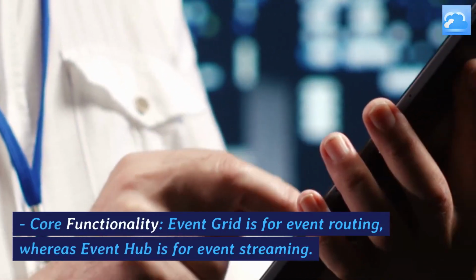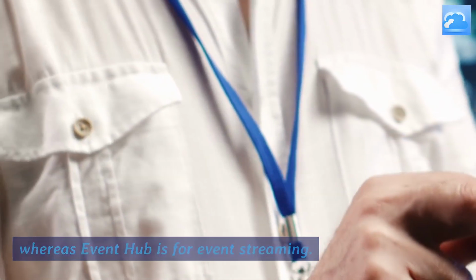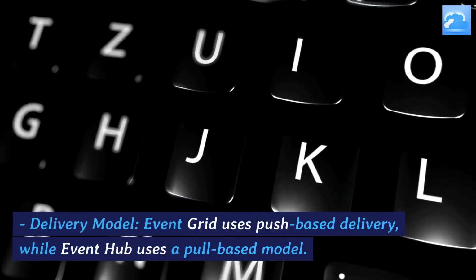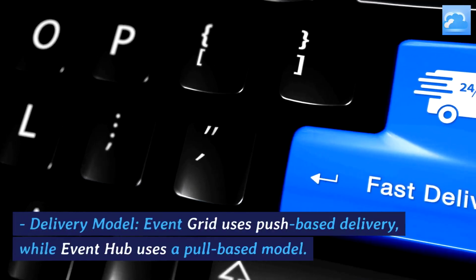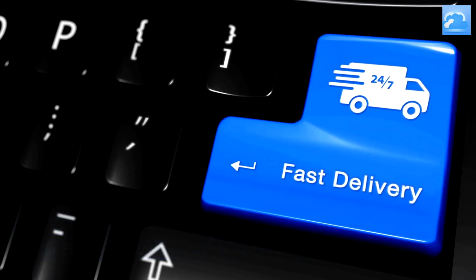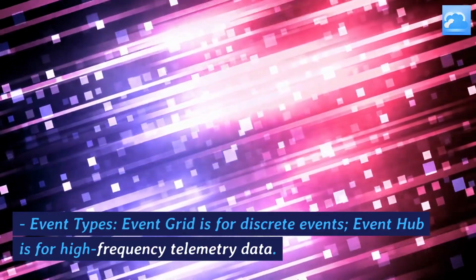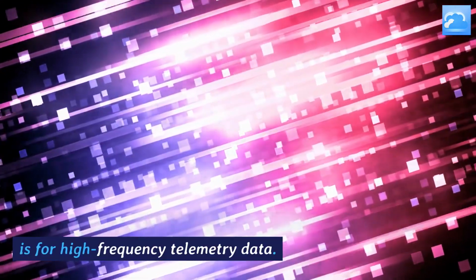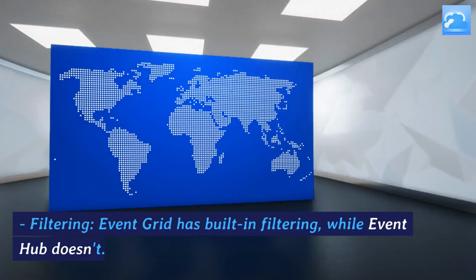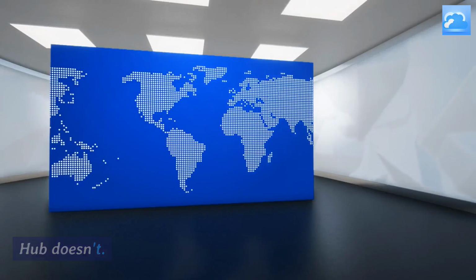Summary. Core functionality, Event Grid is for event routing, whereas Event Hub is for event streaming. Delivery model, Event Grid uses push-based delivery, while Event Hub uses a pull-based model. Event types, Event Grid is for discrete events, Event Hub is for high-frequency telemetry data. Filtering, Event Grid has built-in filtering, while Event Hub doesn't.